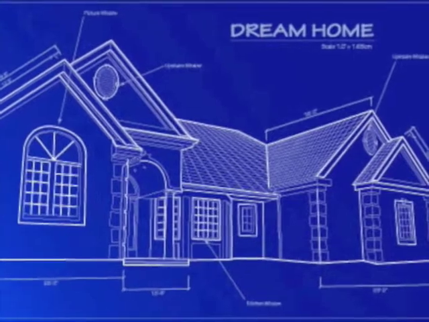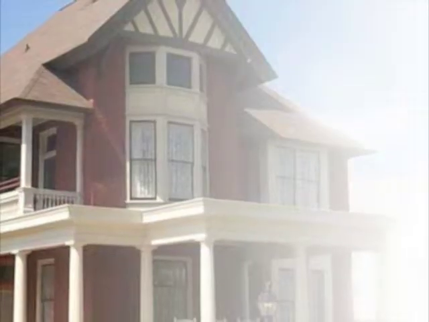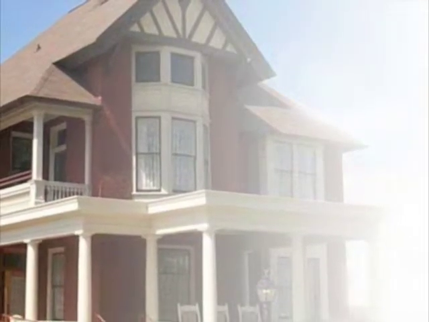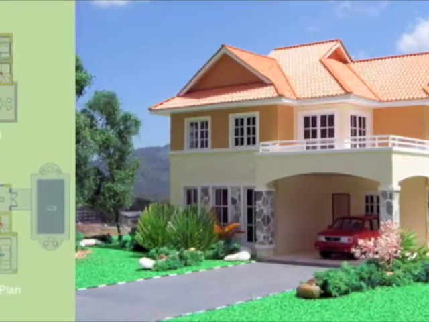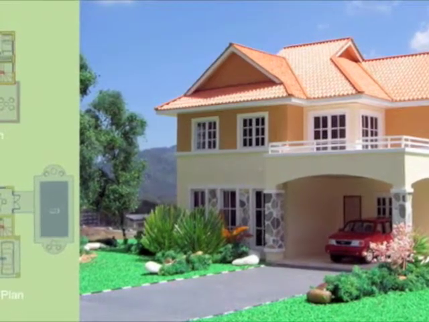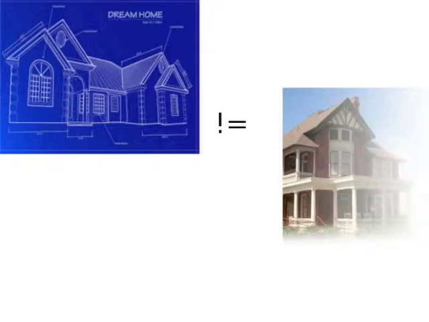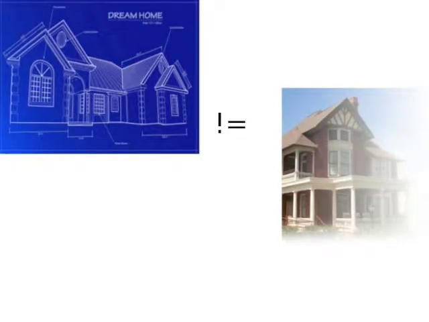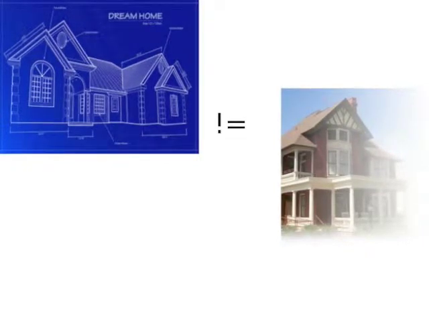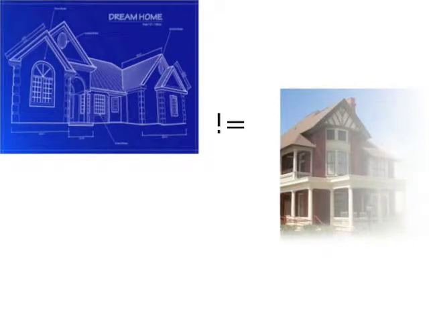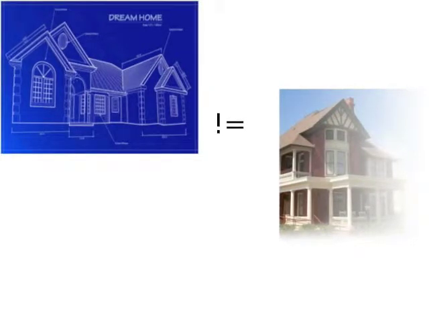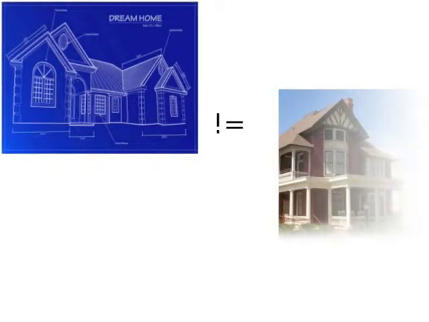A class is like a set of blueprints, and objects are like the houses built from the blueprints. One set of blueprints can be used to make many different houses. Also, the houses are not the same thing as the blueprints, right? You can't live in a blueprint, but you could live in one of the houses built from the blueprints.